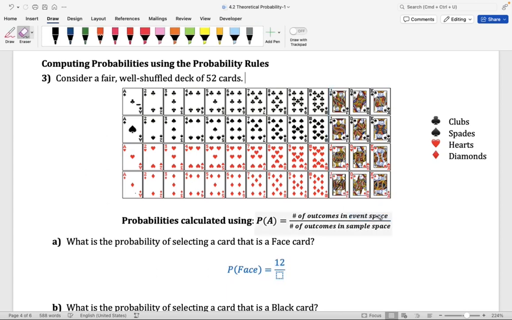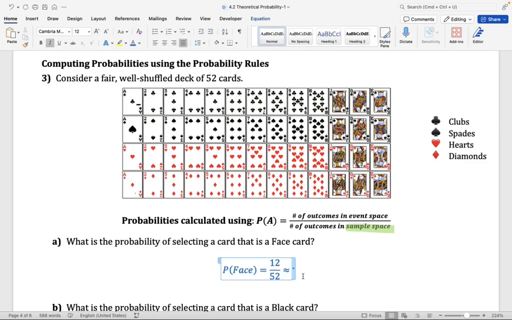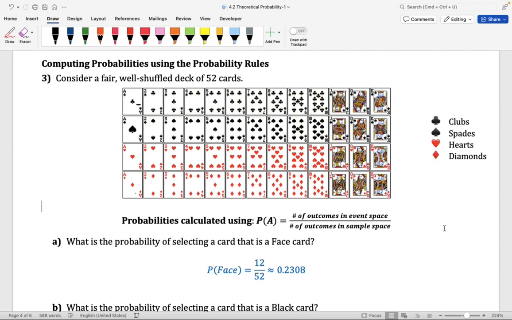Now let me erase here. Now, how many outcomes do you have in the sample space? In the sample space, you should have all the possible outcomes of selecting a card from this deck. So your sample space here is all of the cards. That is 52 outcomes. The probability of selecting a face card is 12 out of 52. Go ahead and enter this on your calculator and round to 4 decimal places. You should be getting 0.2308.